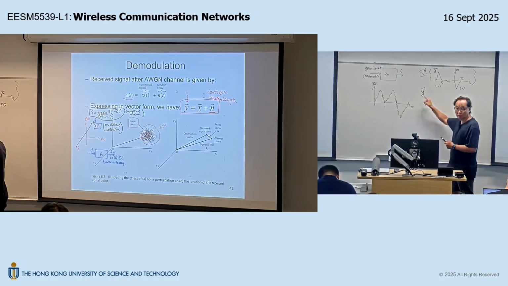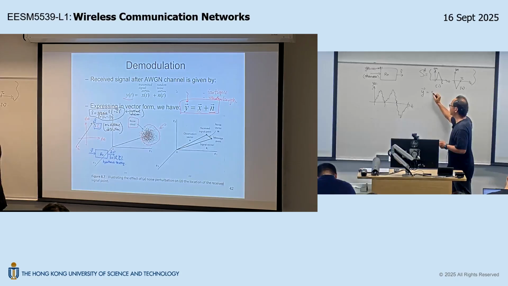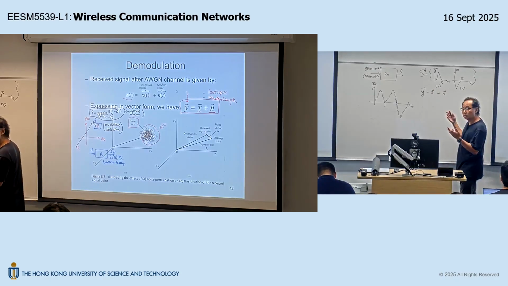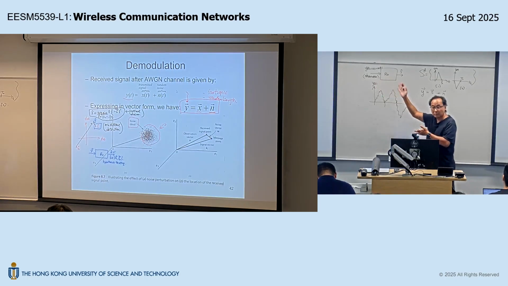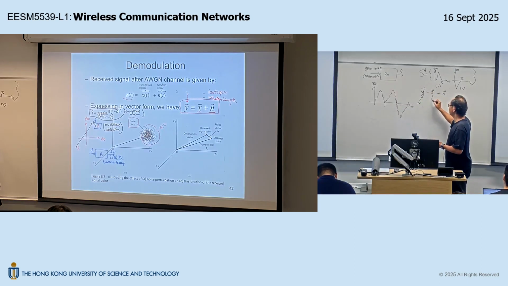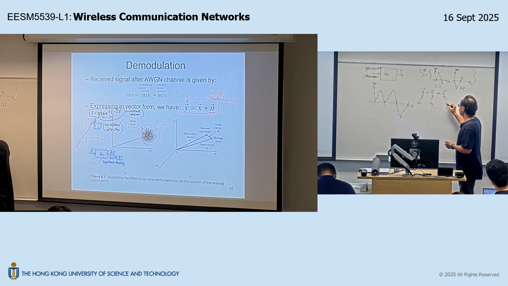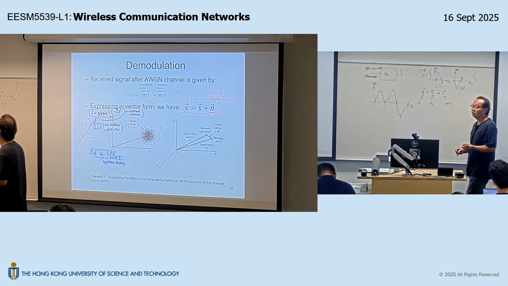So the receive vector will be equal to the transmitted vector plus a noise vector, right? That's just using a geometric angle to look at the same process that happens in the channel. So this is the receive point, this is the transmitted point, and this is the noise vector, everything in vector. Now, what do we mean by noise vector?